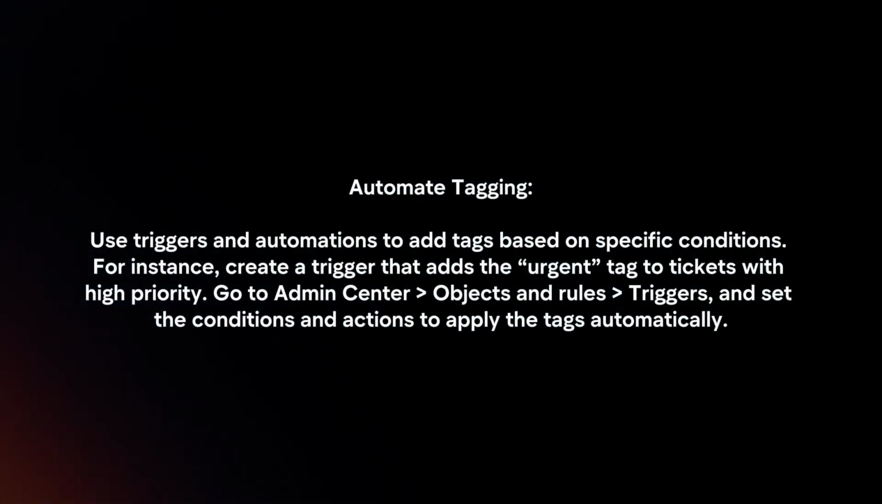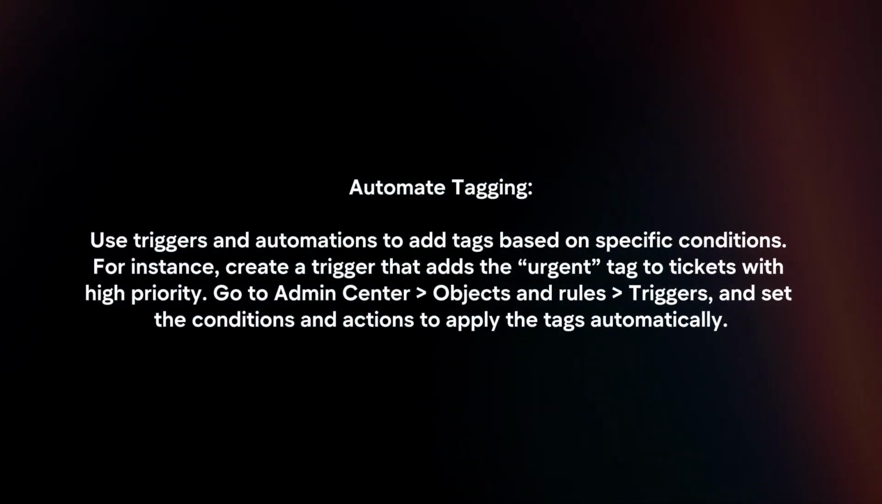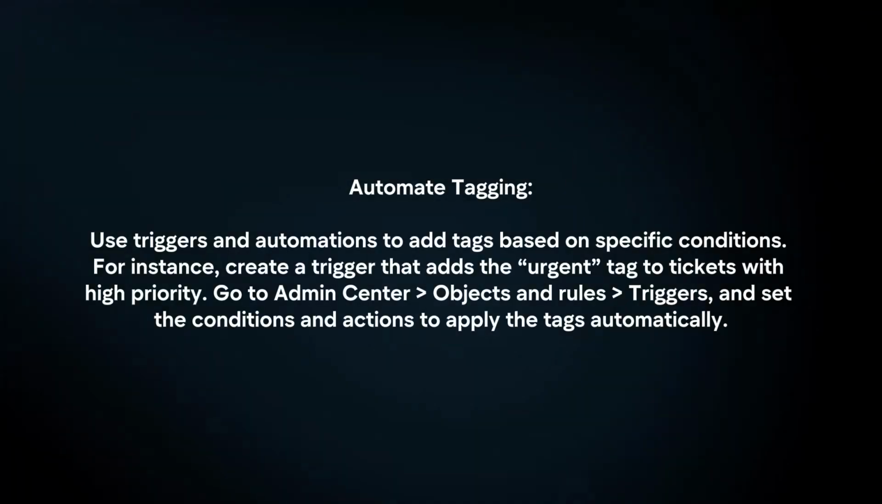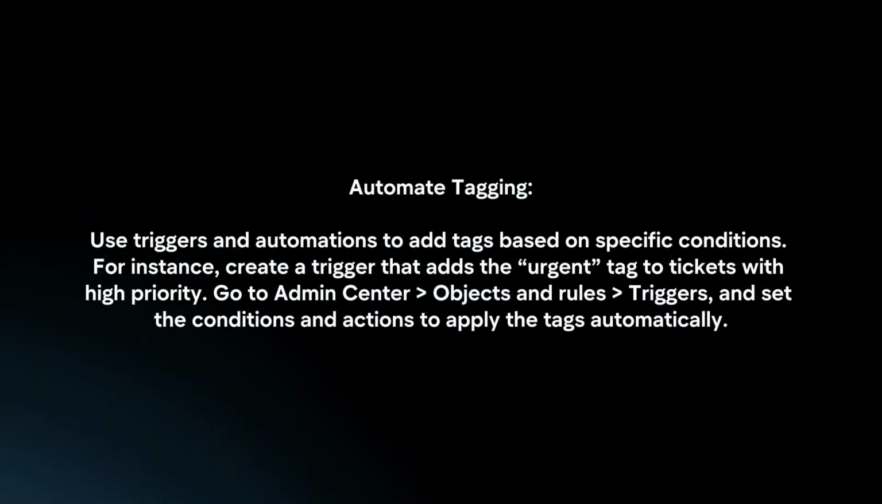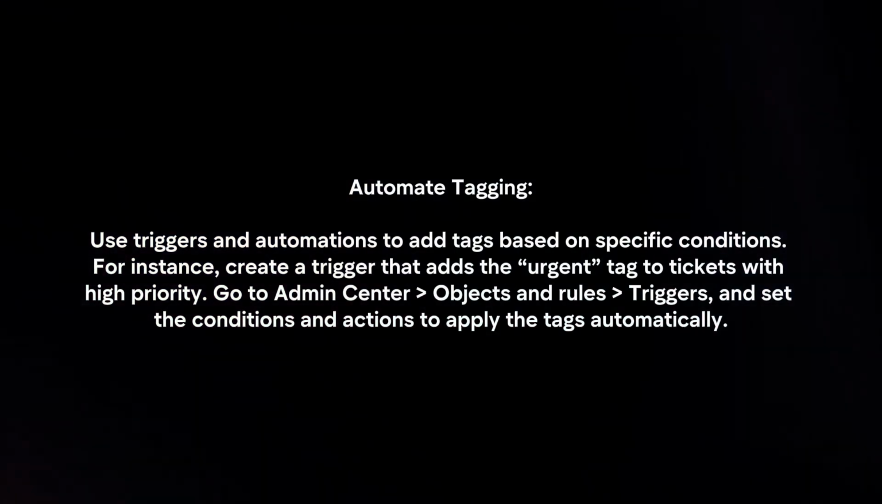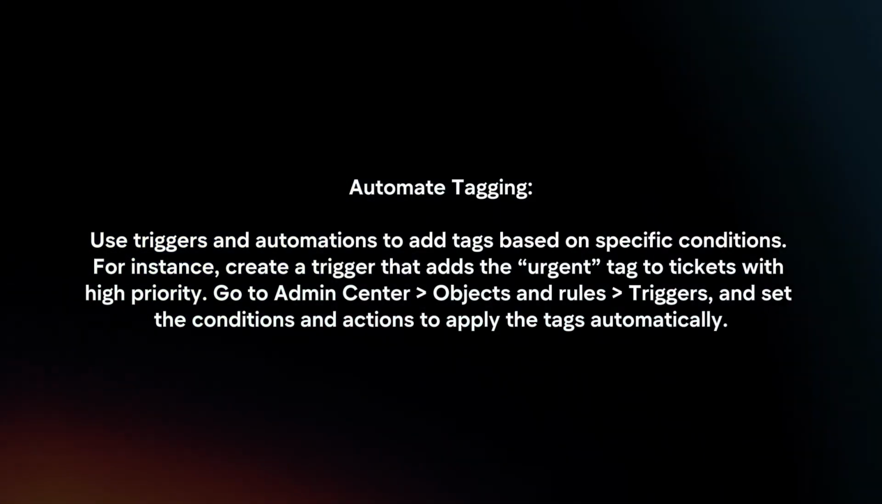Automate tagging. Use triggers and automations to add tags based on specific conditions. For instance, create a trigger that adds the urgent tag to tickets with high priority. Go to Admin Center, Objects and Rules, Triggers, and set the conditions and actions to apply the tags automatically.